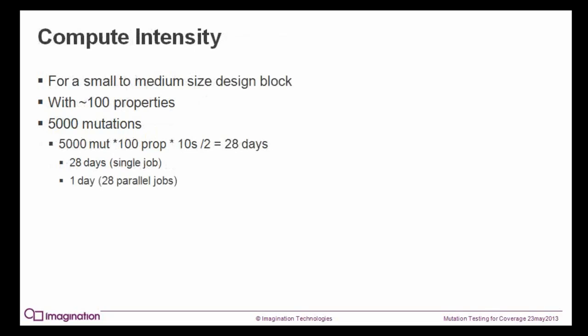So how long does it take? As I say, our designs are not huge, not too small either, small to medium. For both the blocks that we were looking at, we had about 100 properties, and about 5,000 mutations were identified. So 5,000 mutations times 100 properties times 10 seconds. You don't usually need to wait until the last property of your set of 100, so we can cut that down by 2. So it's basically 28 days to run if you've got a single license. But if you have 28 licenses, that's just one day.